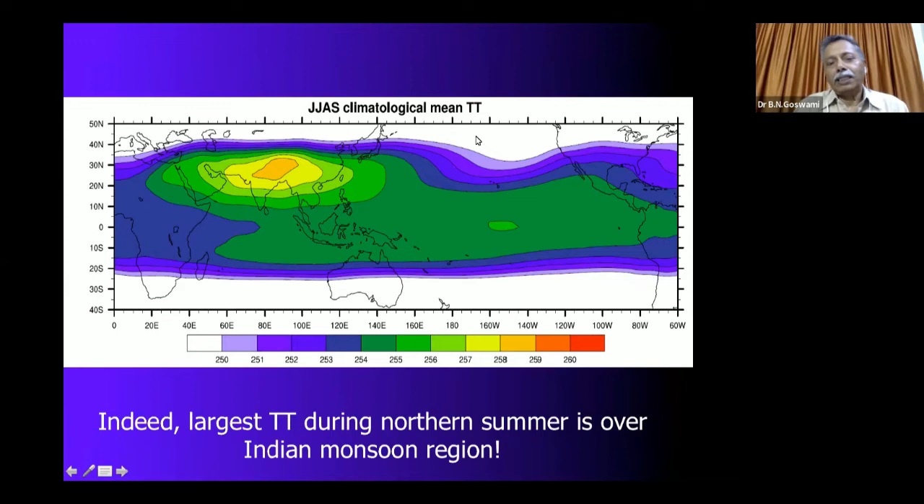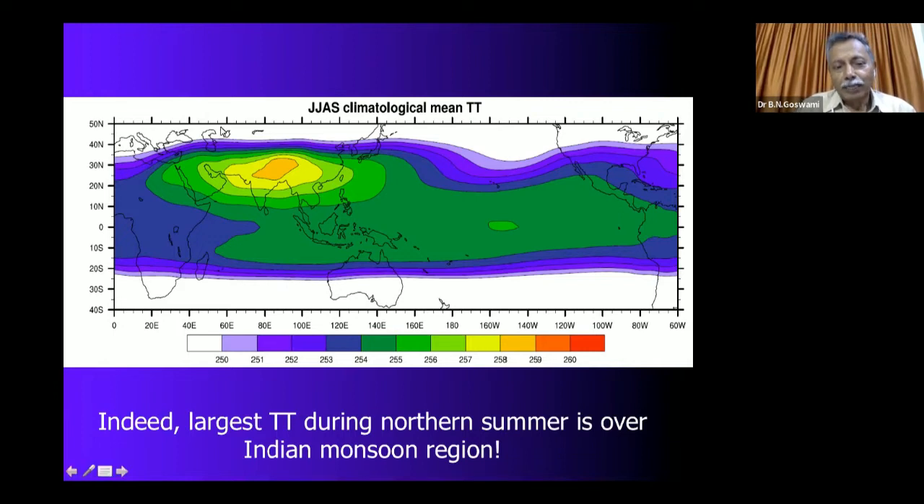If we look at the June to September tropospheric temperature, from 700 millibar to about 200 millibar, and I just average the tropospheric temperature and plot it over the globe, it is over the monsoon region where there is the largest heating, the largest tropospheric temperature, which is essentially a result of the heating that is happening there.